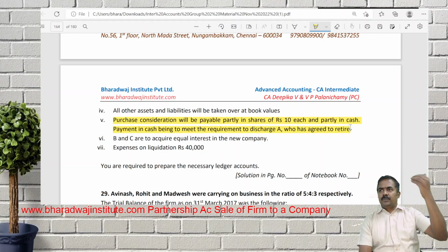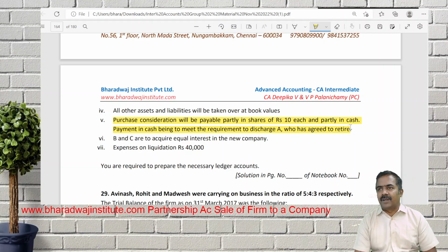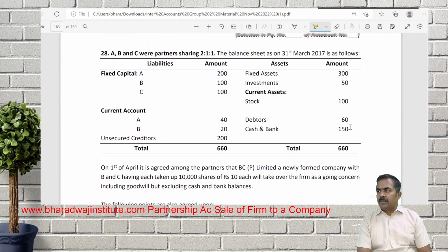Okay, we have to prepare the capital account of the partners. We have to see how much we have to pay to the retiring partner. Then based on that only we can decide how much cash is required. Okay, so is consideration given in the problem? No.